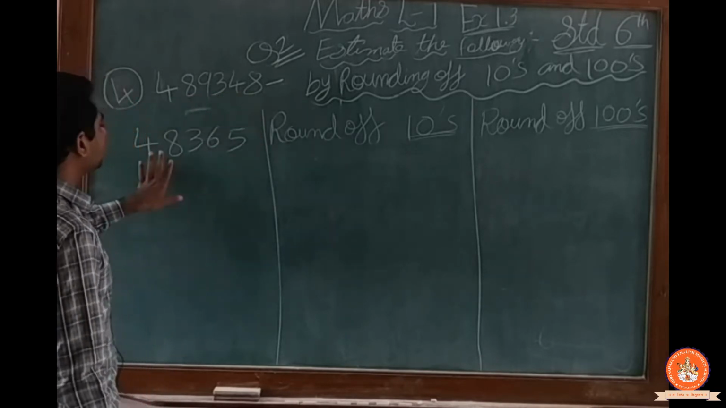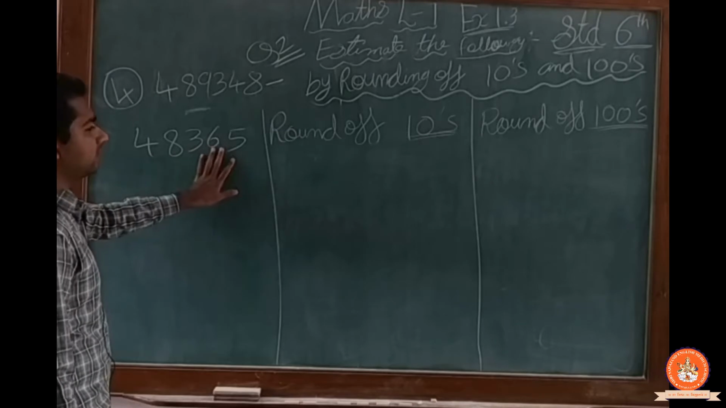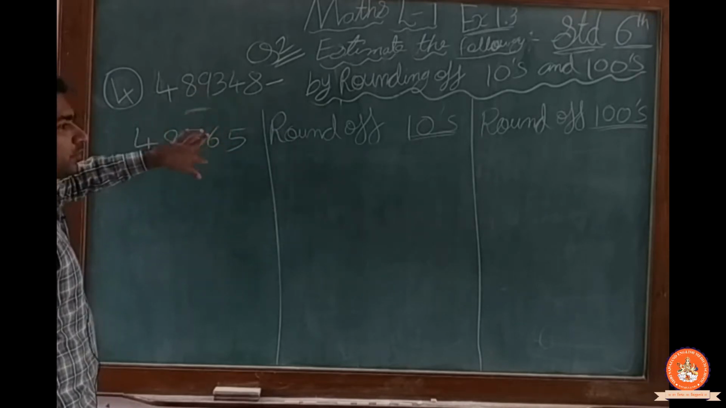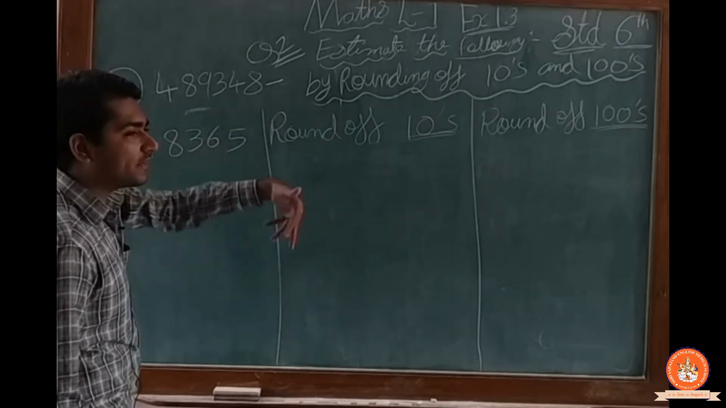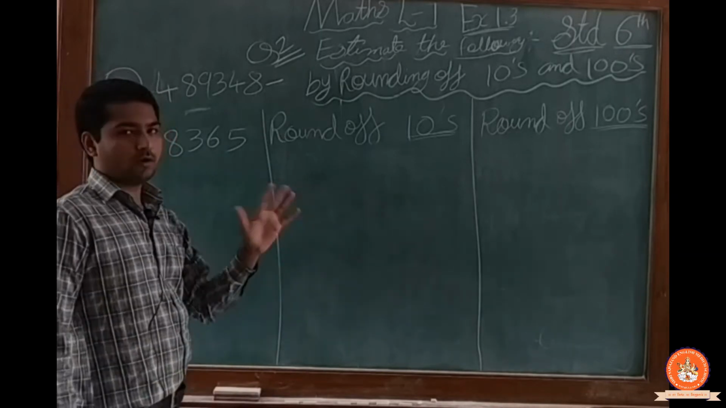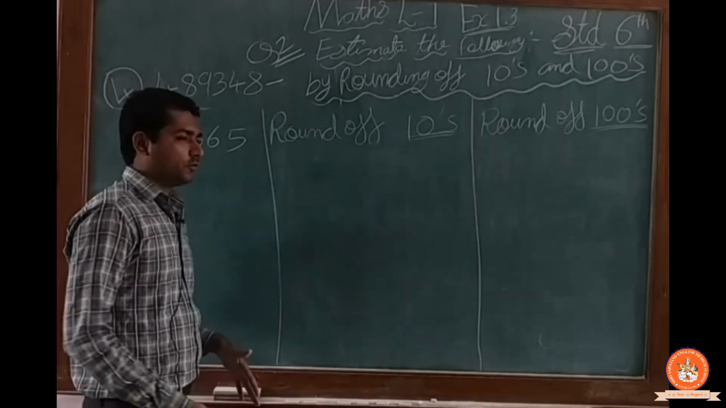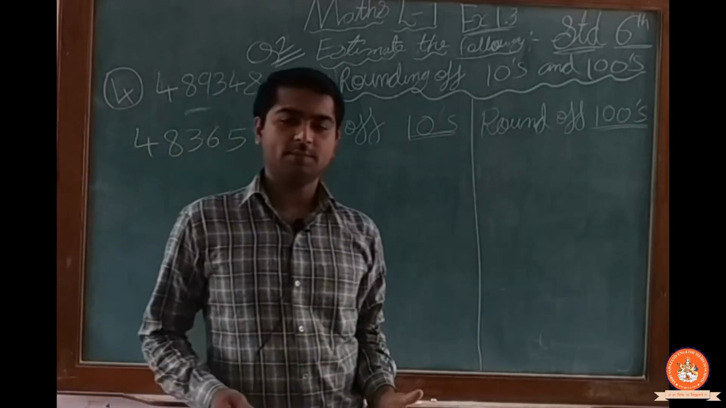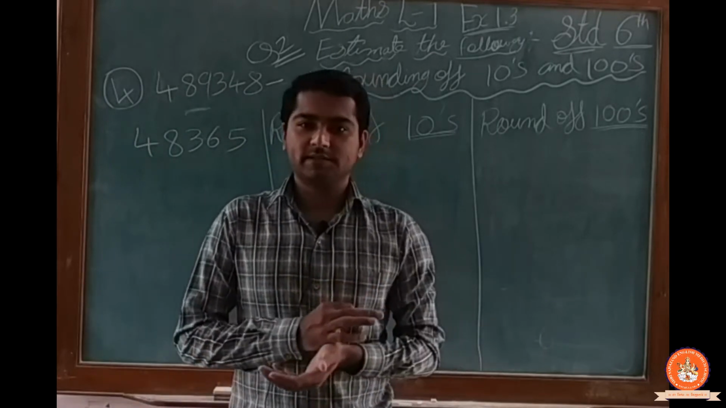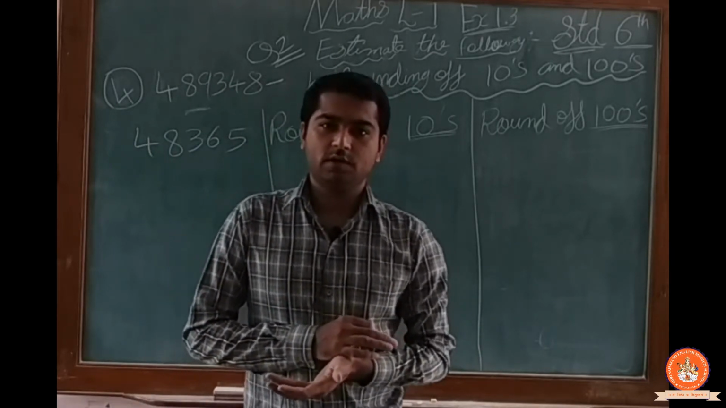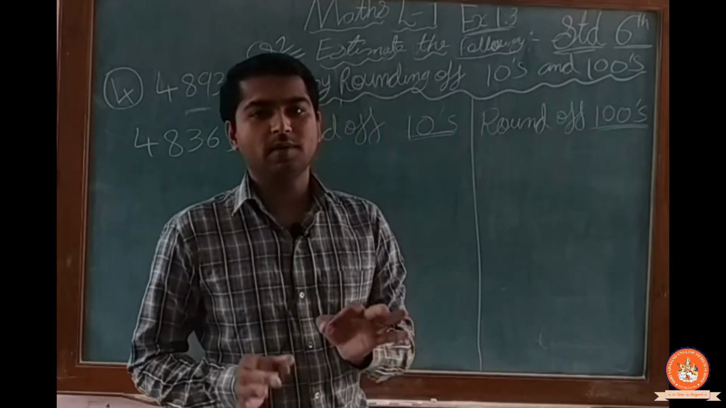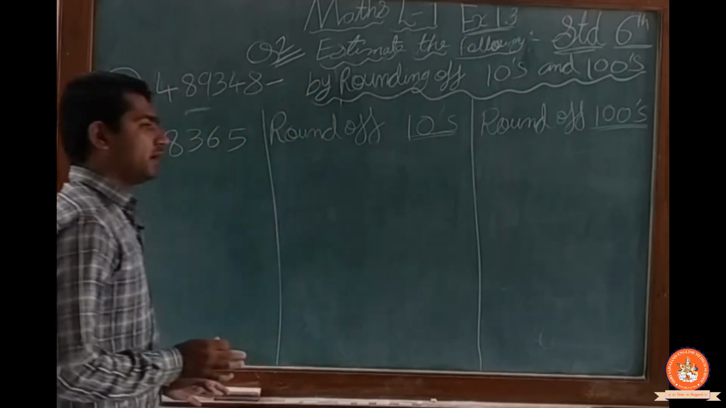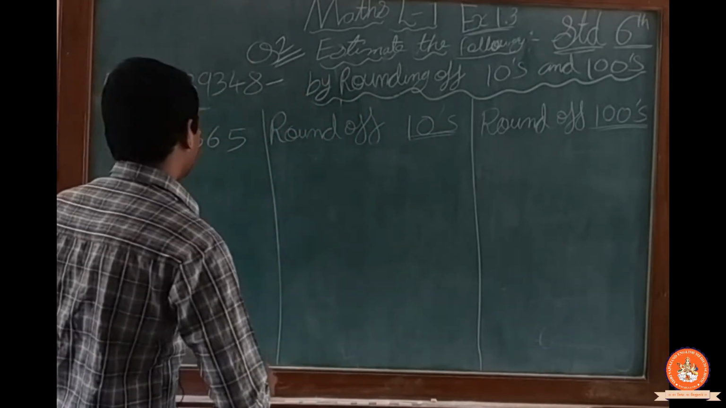4,89,348 minus 48,365. So we have to subtract these two terms. Before subtracting, we have to round off. Again I am telling you, if you don't know round off, you have to see part 6 of chapter number 1. So the round off concept will be clear for you.